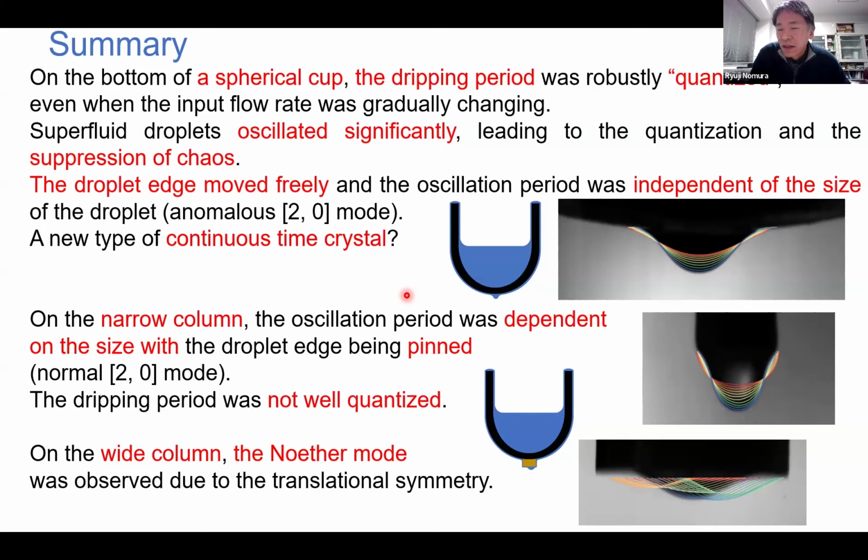But in this pendant droplet, in the presence of the wall, I don't know, but we don't see any sign of the damping. So I think the effect of the normal component may be negligible at this temperature, 1.6 Kelvin, I think.